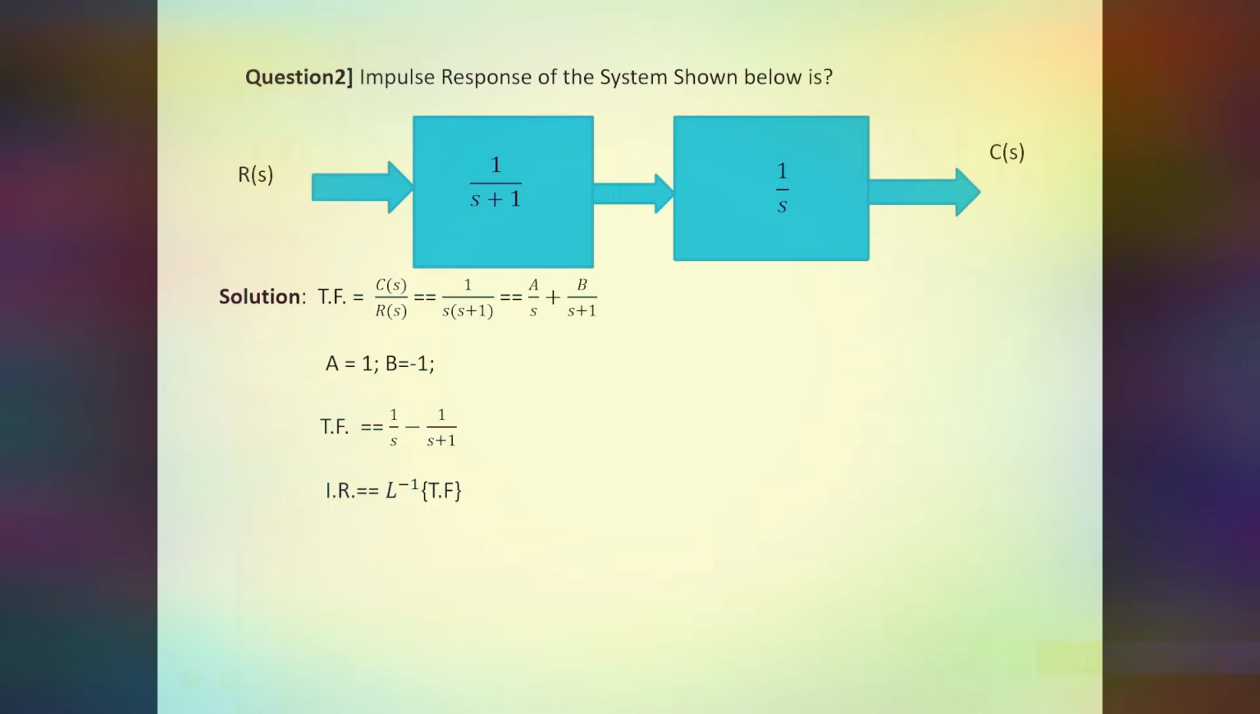Impulse response is the Laplace inverse of the transfer function. Put the transfer function in this equation, and we get the impulse response. The Laplace inverse of 1 by s is 1 and the Laplace inverse of 1 divided by s plus 1 is e to the power minus t, and from that we get the impulse response 1 minus e to the power minus t.